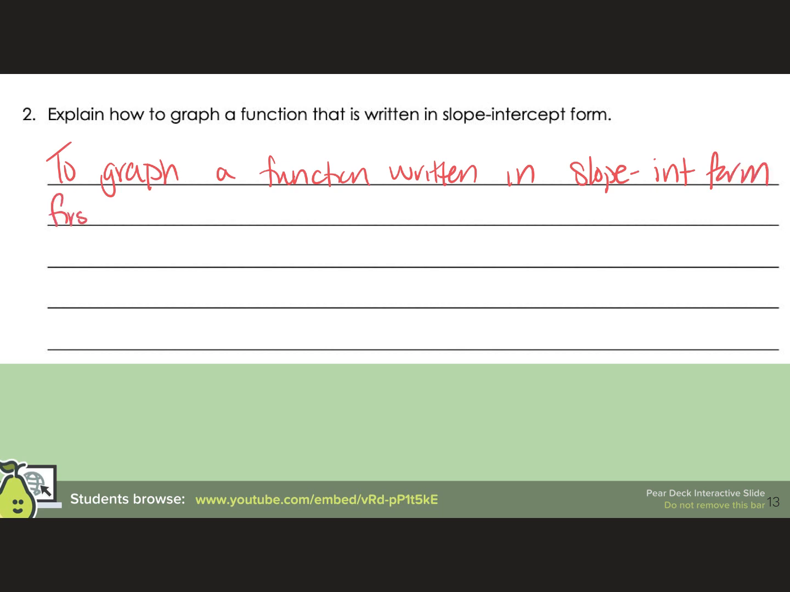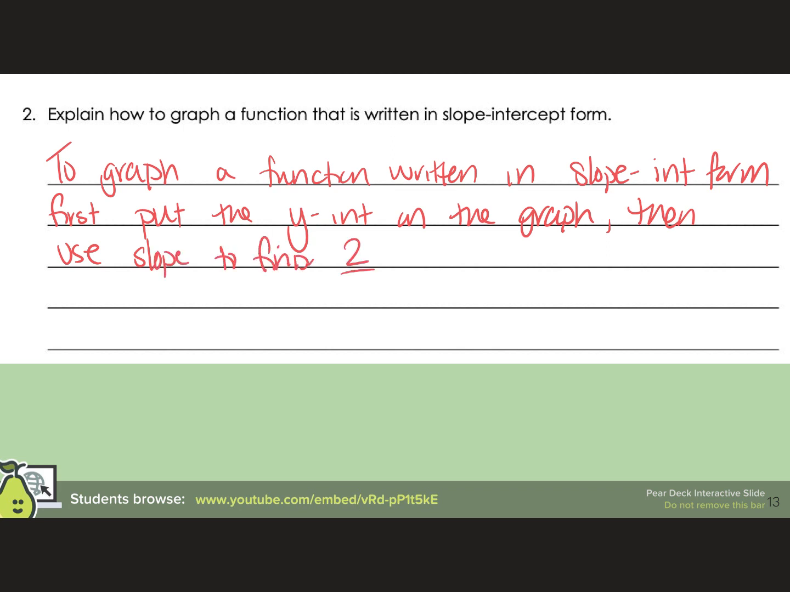First, put the y-intercept on the graph. Then use slope to find 2 more points on the line. That's it. It's the steps, it's the conjecture, whichever way makes sense to you. They're all saying the same thing, to find 2 more points on the line. That's it. That is it. Now you're going to do practice problems 3 and 4.